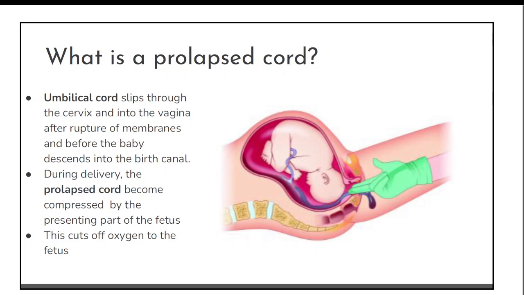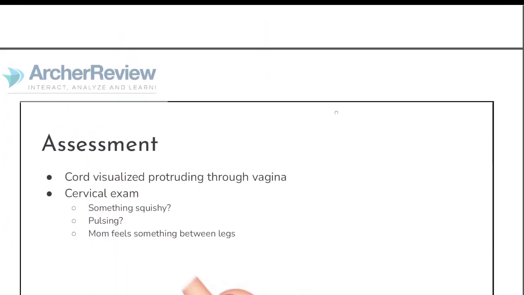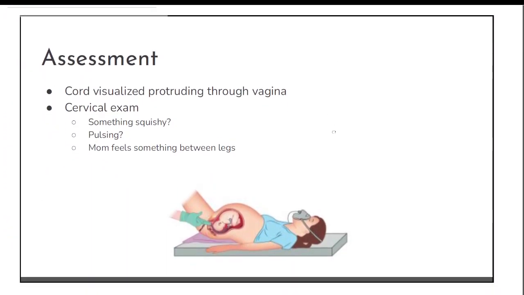When we assess this client, you're going to see that umbilical cord protruding through the vagina. If you go to do a cervical exam, you might see the cord, something squishy, pulsing, or mom might call you into the room and say, like, hey, I feel something really weird between my legs. Can you check me? I don't know what's going on. It's not a baby, it's an umbilical cord. We have a prolapsed umbilical cord.